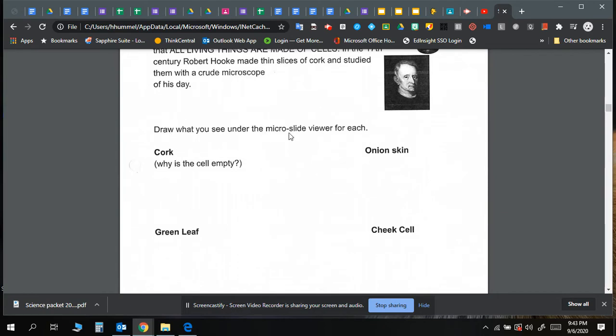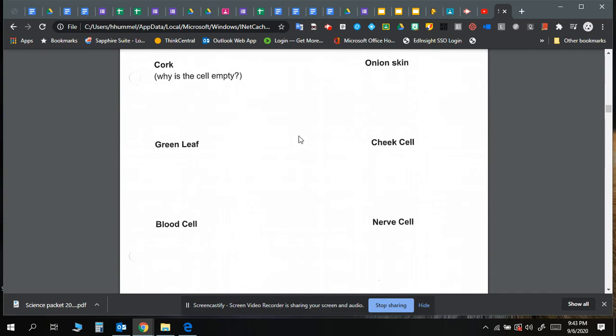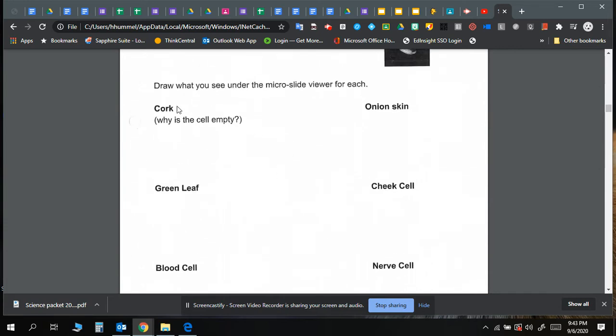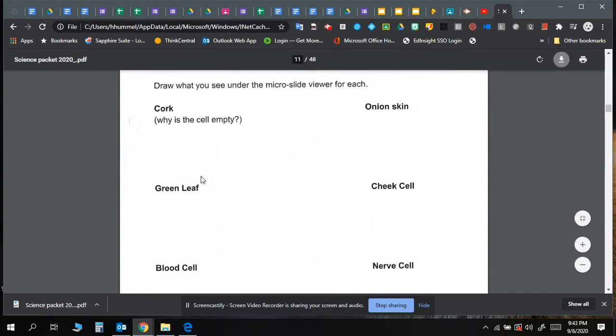So draw what you see under the micro slide viewer for each. So these are what we're going to be taking a look at. We're going to be taking a look at cork, onion skin, a green leaf, a cheek cell, a blood cell, and a nerve cell. Okay? Remember, you're going to be drawing them.